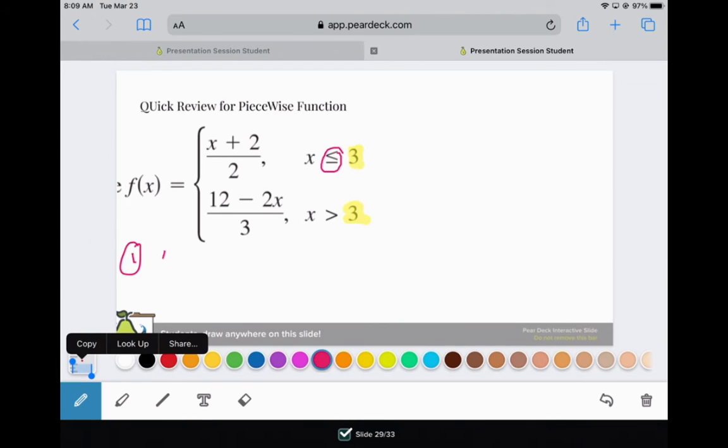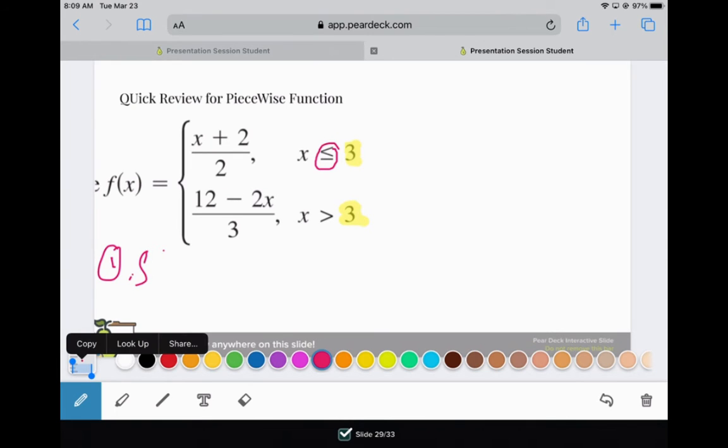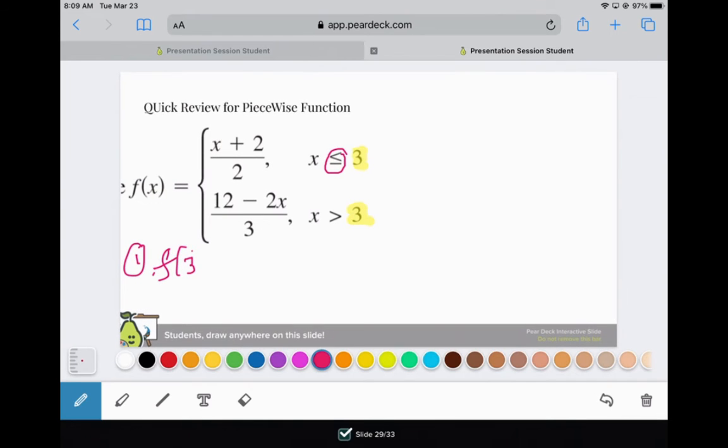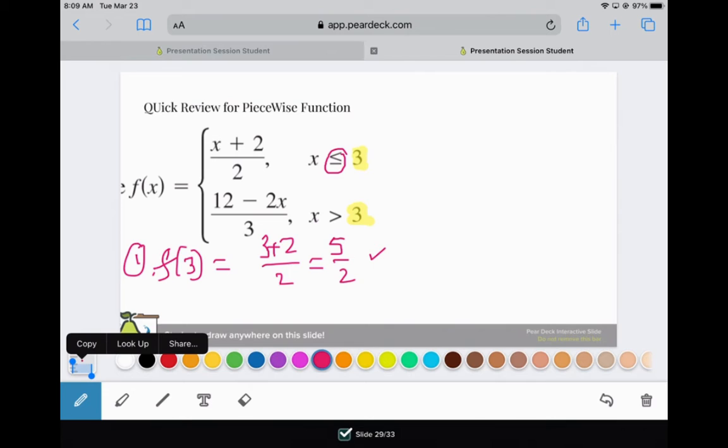Because we want to figure out f of c. So we want to know f of 3. What is f of 3? Is this defined? If it's not defined, then I can just stop. I don't have to do anything else. So 3 plus 2 over 2, that would give me 5 over 2. So it is defined, so that's fine, right? Then I will go to step 2.